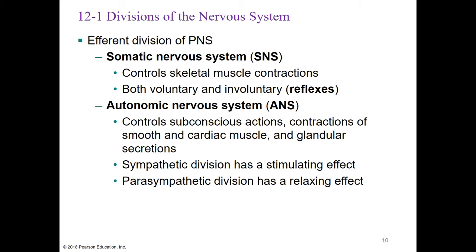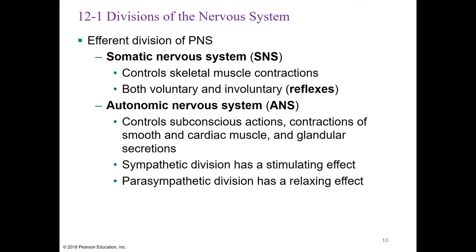So the efferent division, so we just talked about how the peripheral nervous system has an afferent and an efferent division. The efferent, remember, exiting division of the PNS can further be divided into the somatic nervous system and the autonomic nervous system. And we're going to see a chart that's going to kind of all tie these together and organize them, which will be a great review chart.